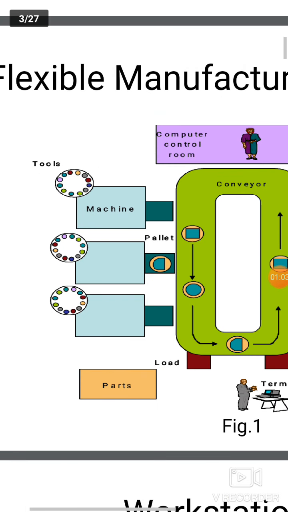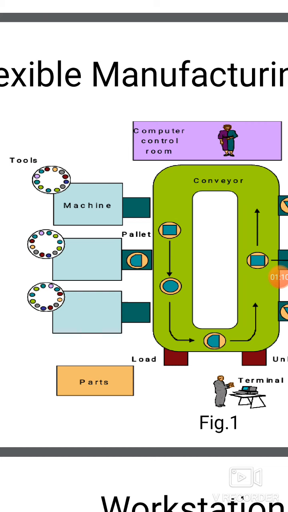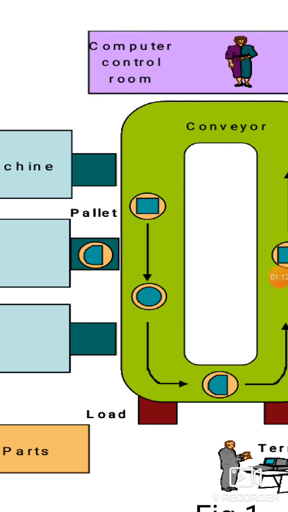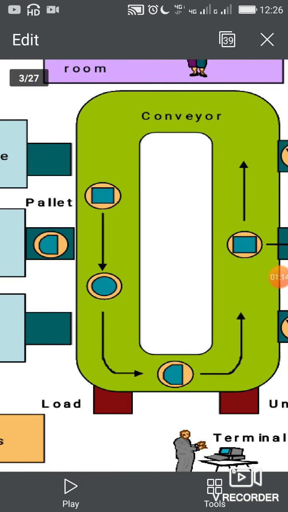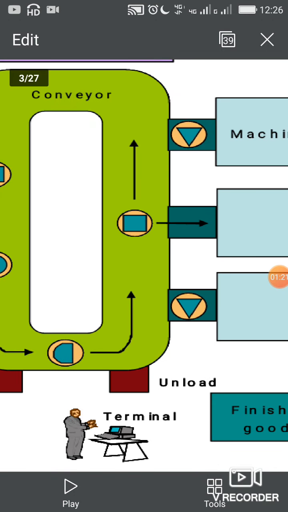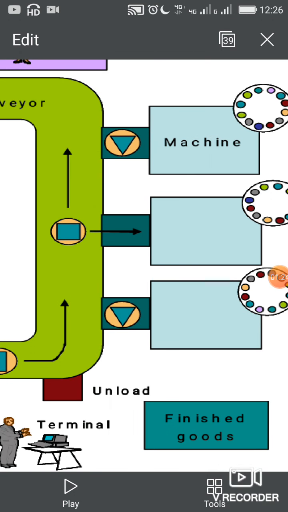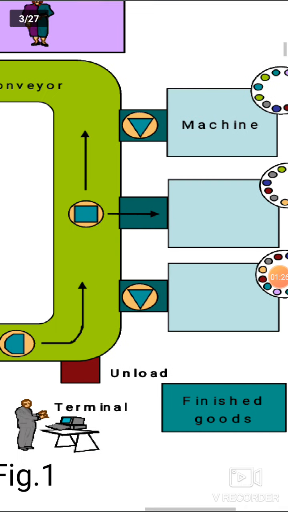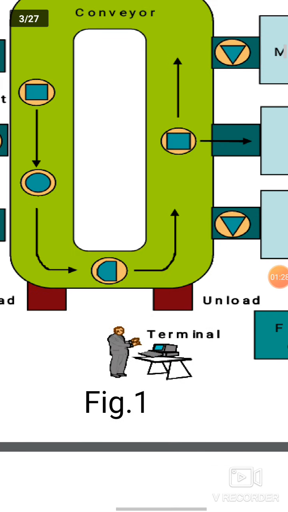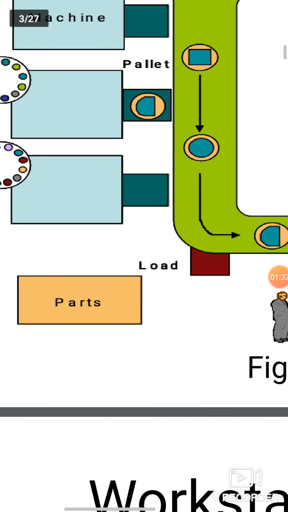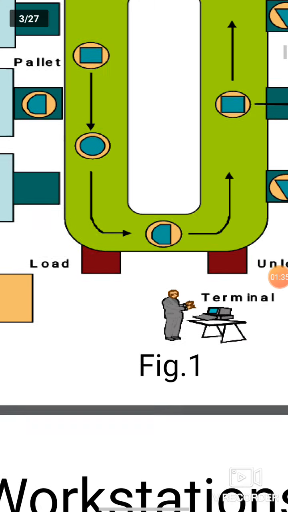Okay, this is a flexible manufacturing system. See here in the picture, the tool is here, machine, tool, pallets. These green ones are pallets. These are different types of pallets, small and round. Next, this green loop is the conveyor belt, from where it is connected again to the machine and tools. Here the person at the terminal is loading and unloading different parts.